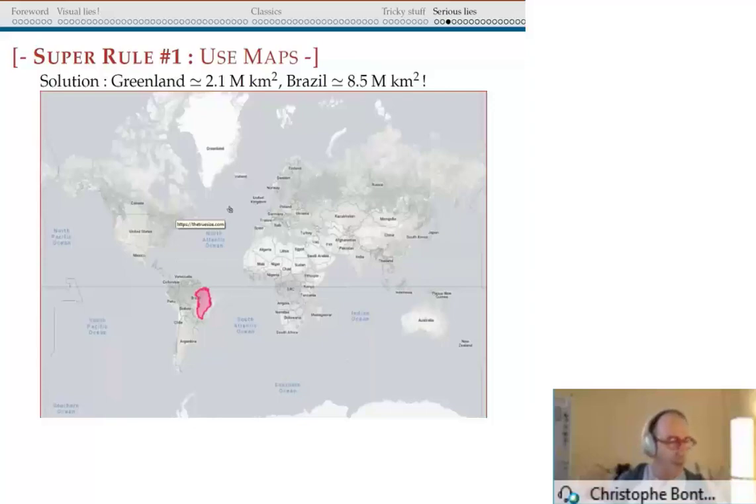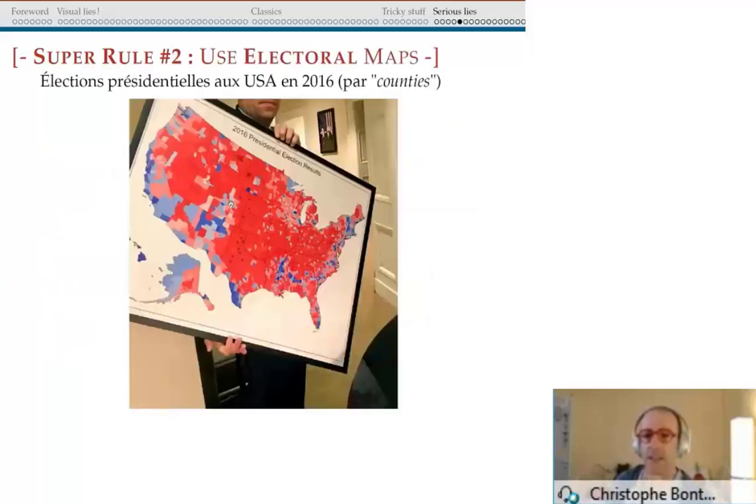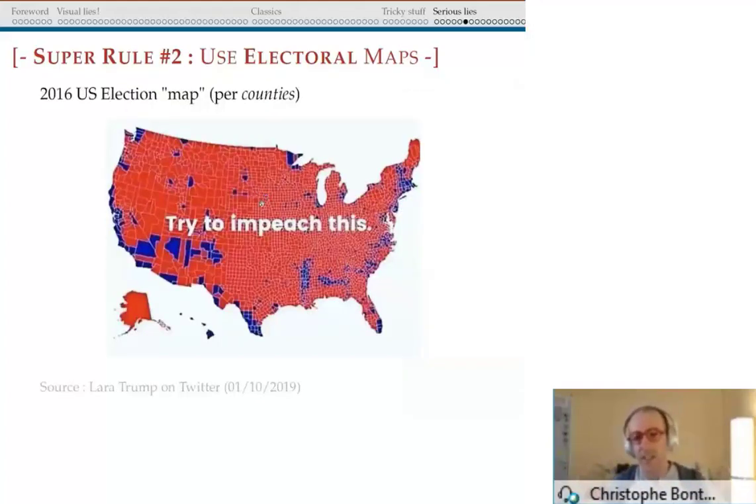And we're going to play a little bit with the electoral map, because last year in the US, this is the result of the 2016 election map per county.